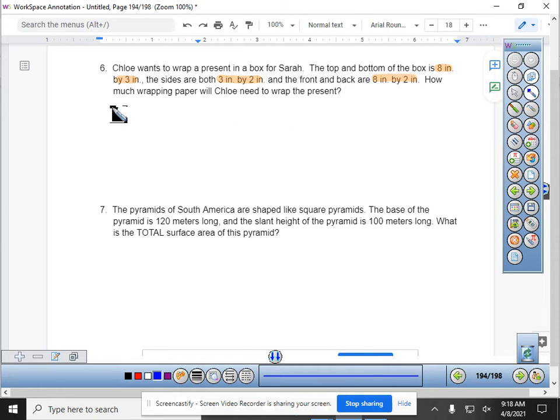I'm going to start with the top and the bottom. T and B. Write it down. What are the dimensions? 8 and 3. Which equals? 24. But wait. There's more. There's 2 of them. Which is? And then we're going to do the sides.